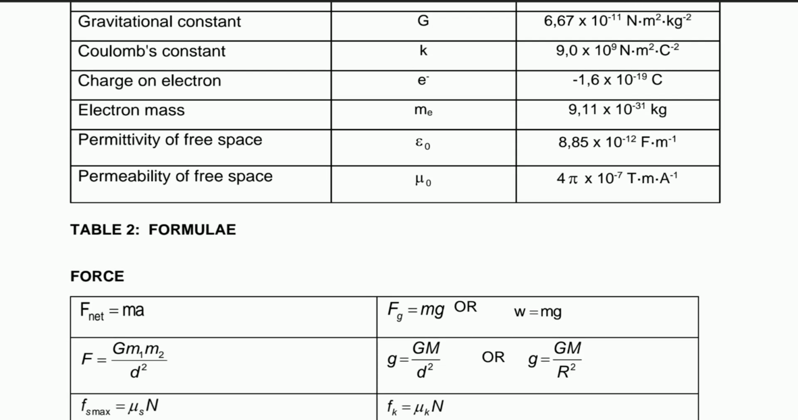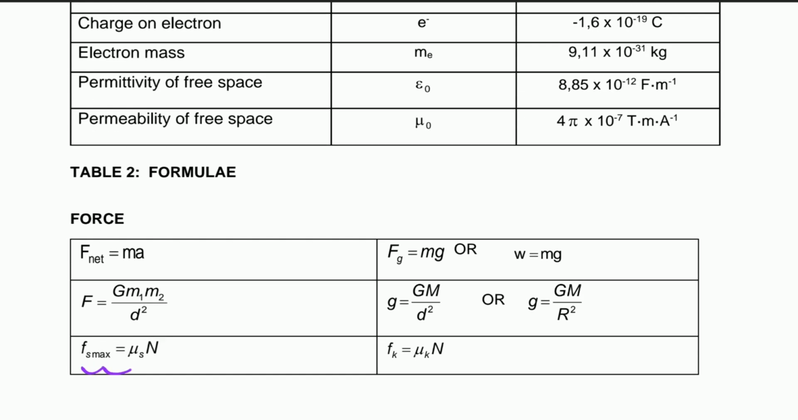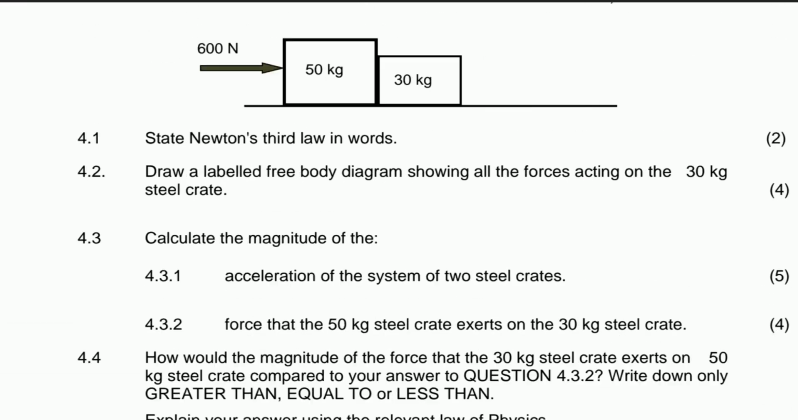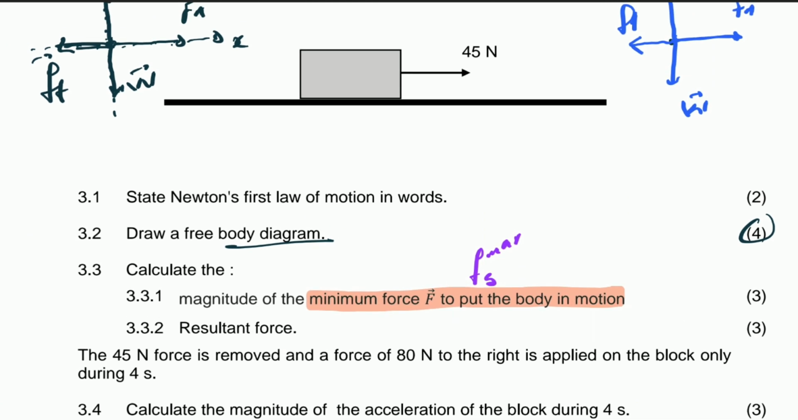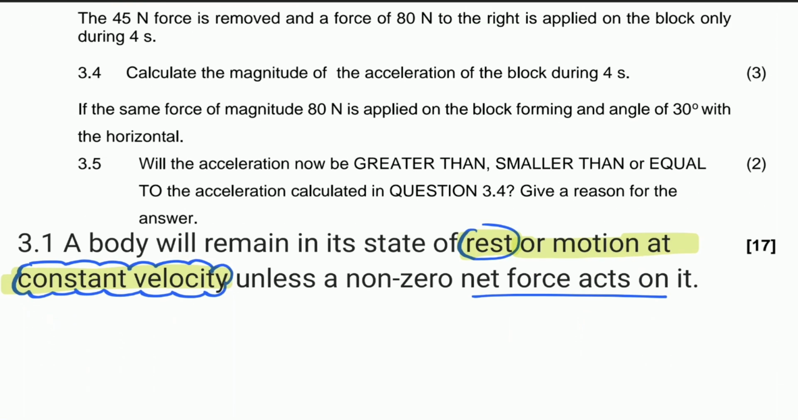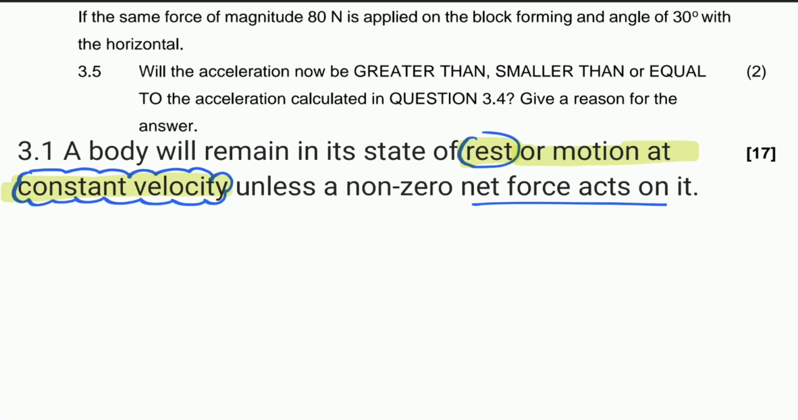In every test, if you go to the end of the test, you have the formulas. This is the formula for the maximum static frictional force, guys. That is what they want: the minimum force to put the object in motion. The formula is the coefficient of static friction multiplied by the normal. The only issue here is that you don't have the normal. Now, normal doesn't have a formula, you have to get it.